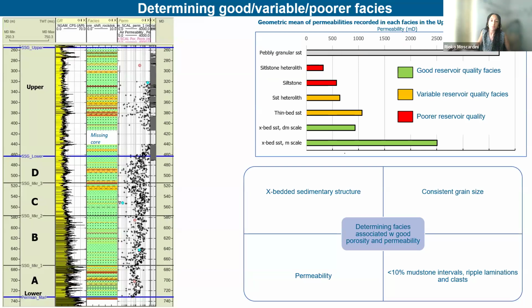I've grayed out pebbly granular sandstone because this data is quite anomalous. We got one of the highest permeability readings out of all of our samples in a facies which isn't commonly deemed to have good porosity and permeability. But that's been popped now. This is the way we graded it all.